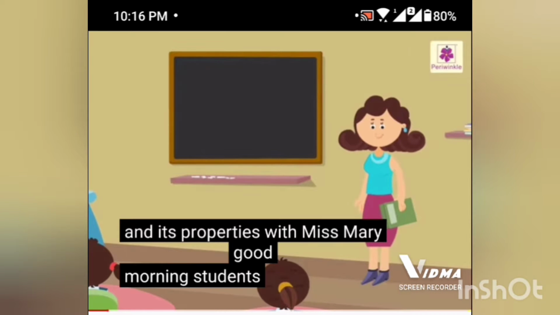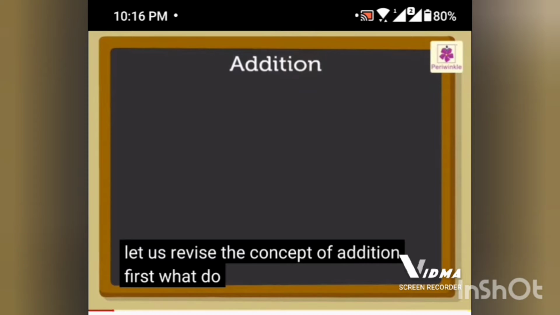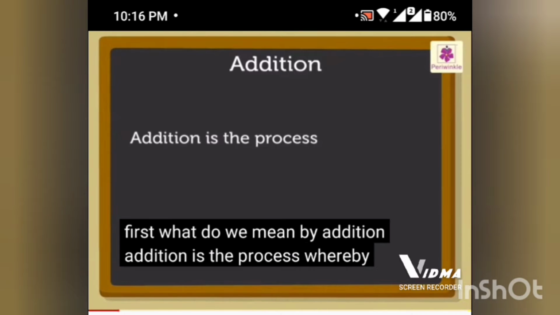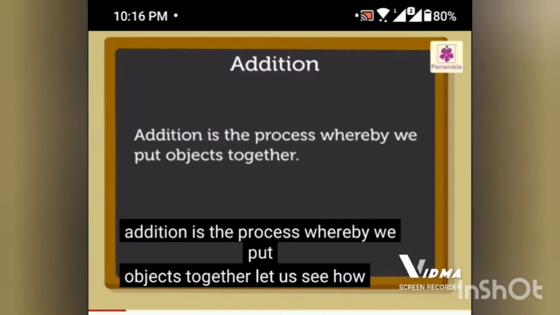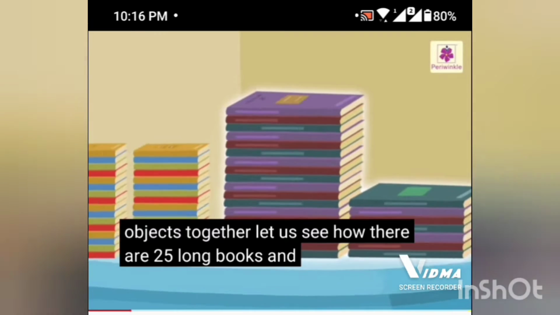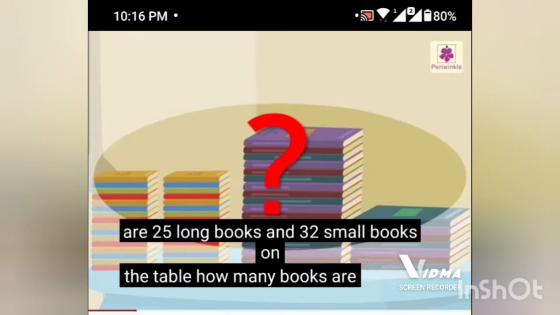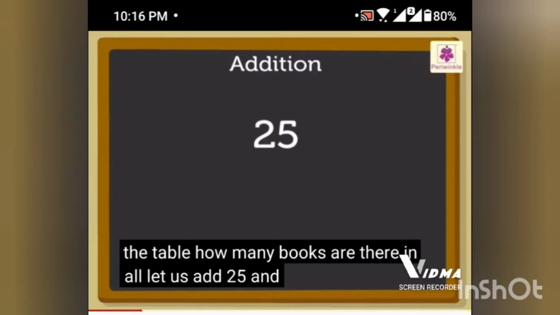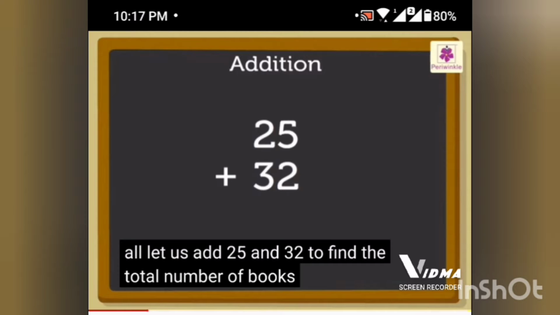Good morning, students. Let us revise the concept of addition first. What do we mean by addition? Addition is the process whereby we put objects together. Let us see how. There are 25 long books and 32 small books on the table. How many books are there in all?